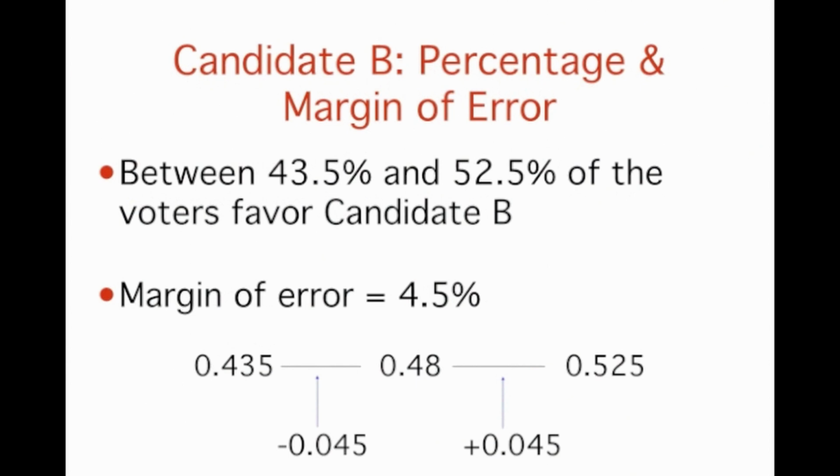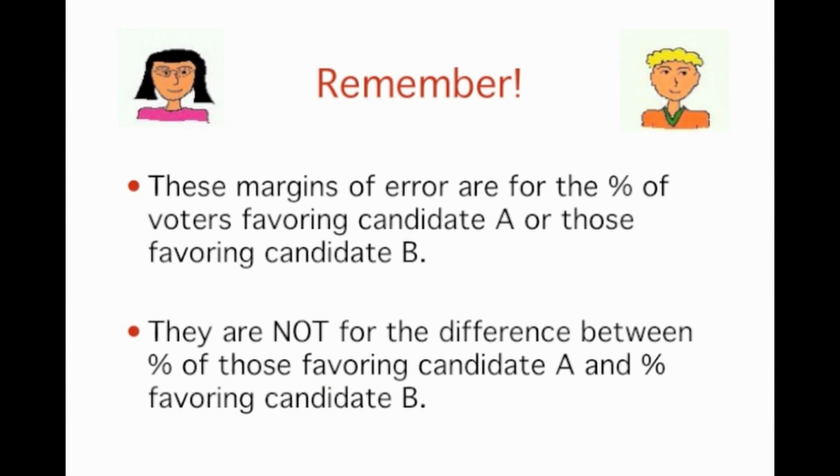In terms of percent, this means that between 43.5% and 52.5% of the voters favor candidate B, and just like candidate A, the margin of error is 4.5%. The confidence interval leaves candidate B feeling more hopeful because it is possible that over 50% of the voters favor her. Always remember that these margins of error, 4.5 in this case, are for the percent of voters favoring candidate A or favoring candidate B. They are not for the difference between the percent favoring candidate A and the percent favoring candidate B.